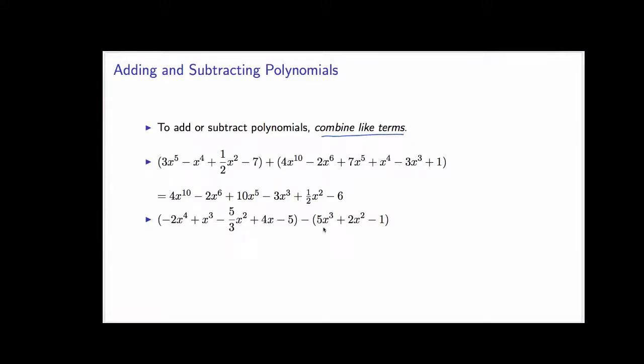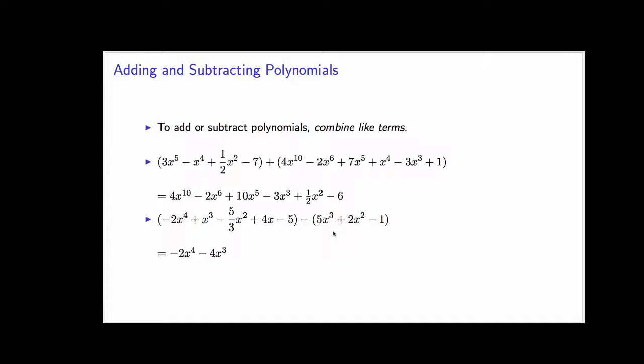In our next example, we have a difference. We're subtracting two polynomials. So again, we'll combine our like terms. Our leading term is minus 2x to the 4th. Next, we have an x cubed minus a 5x cubed. That will give us a minus 4x cubed.